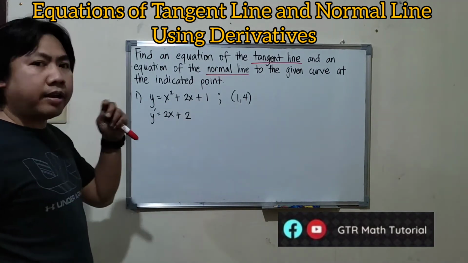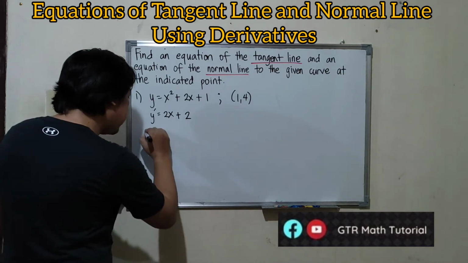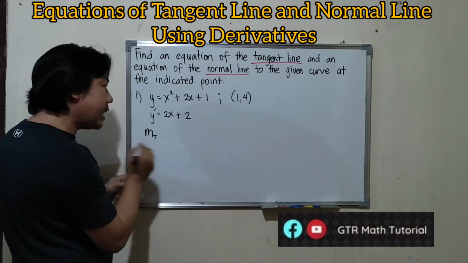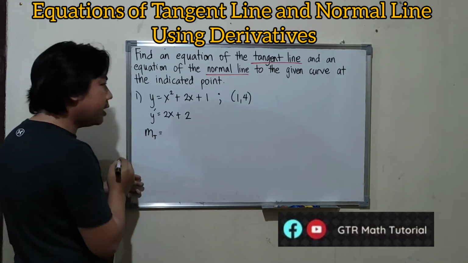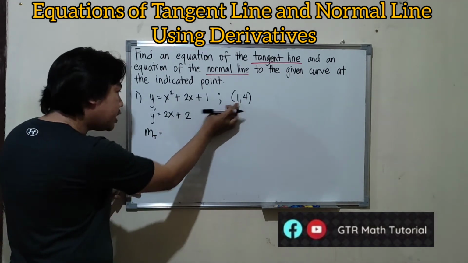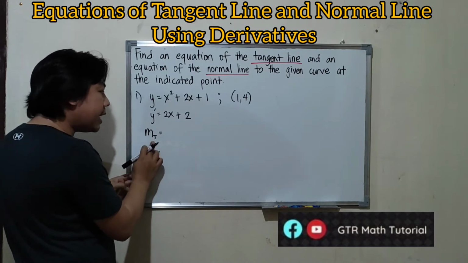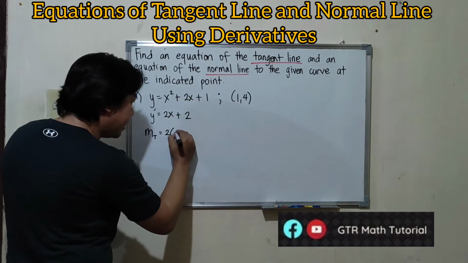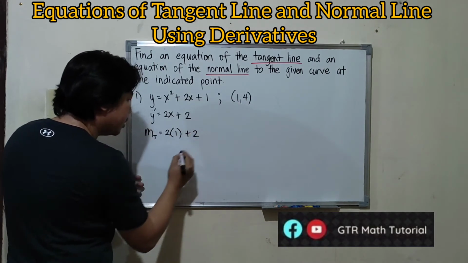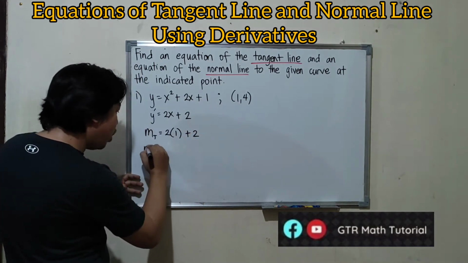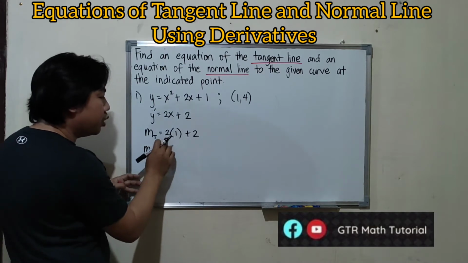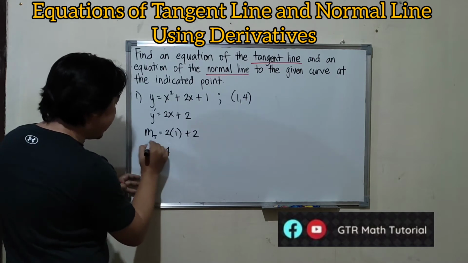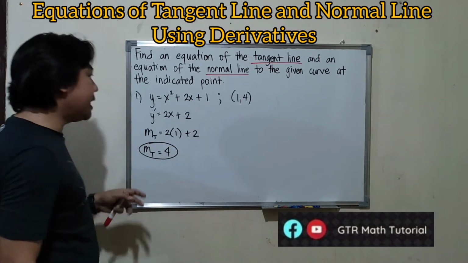Then find the slope of the tangent line. The slope of the tangent line, with subscript t, is equal to, substituting the value of x into the derivative, 2 times the value of x, which is 1, plus 2. Therefore, the slope of the tangent line is equal to 2 times 1, which is 2, plus 2 equals 4. Okay, so this is the slope of the tangent line.